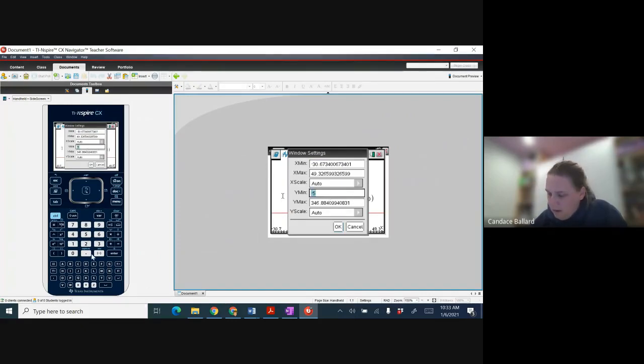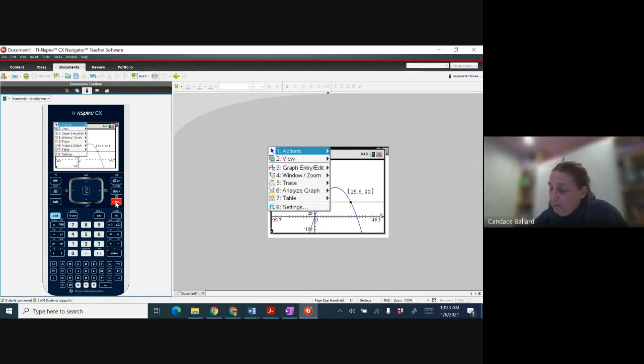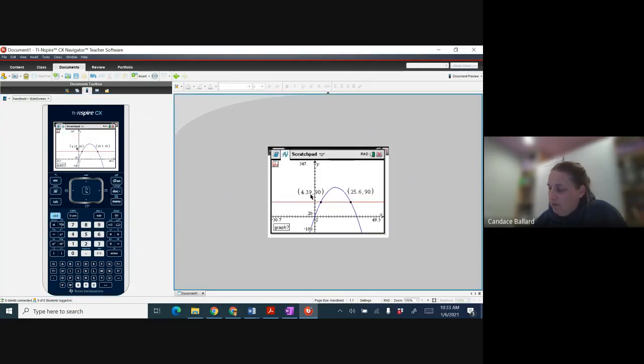So let's see, negative 100. All right, so what I want is to calculate the 2 zeros. So I'm going to go to menu, analyze graph, 0. So that was menu, analyze graph, 0. I have to pick the graph, so I'm going to pick my blue graph.